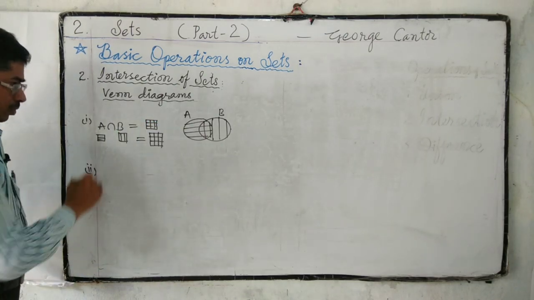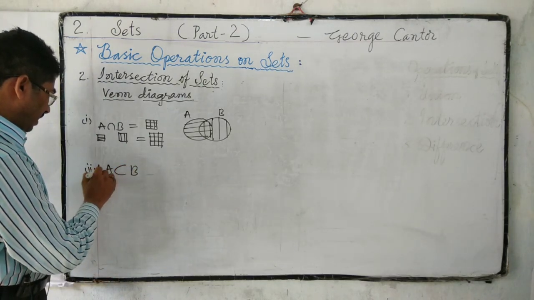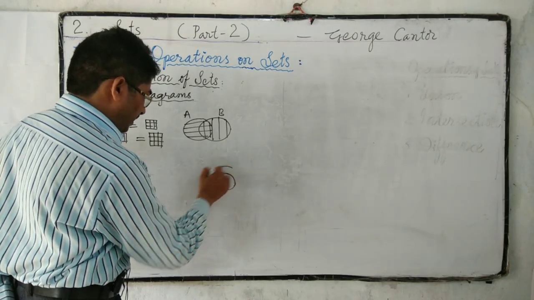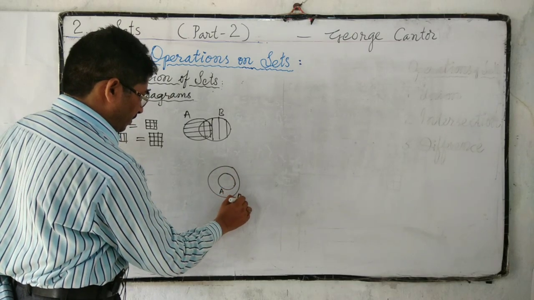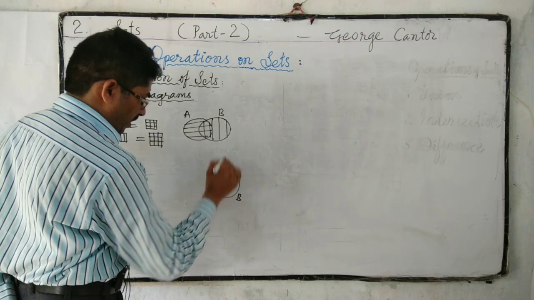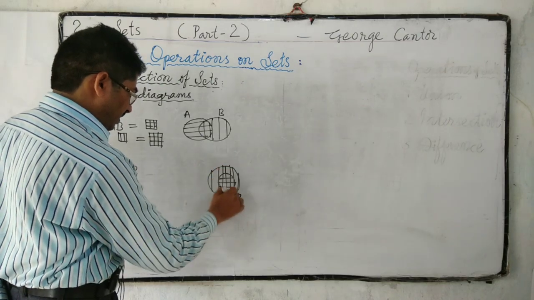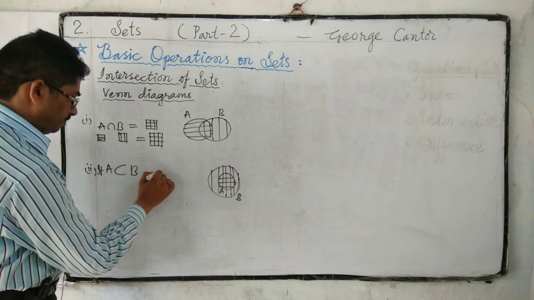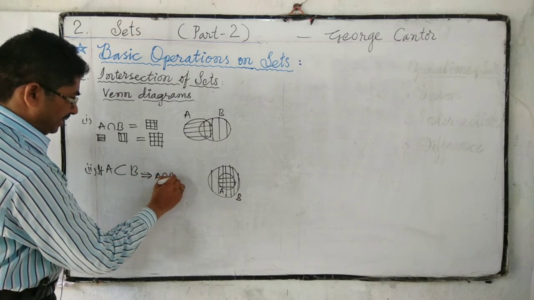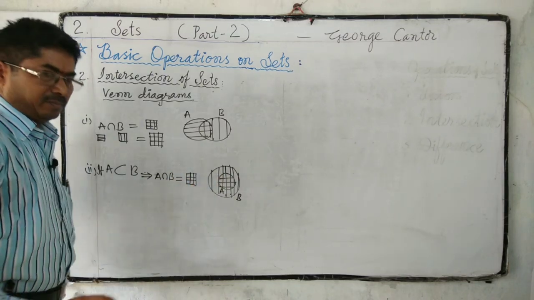Next, two sets. If set A is in B, means A subset B, means A is in B. This is A, this is B. A is shaded horizontally, B is vertically. So the result is, then A intersection B is equal to that net shaped shaded portion.